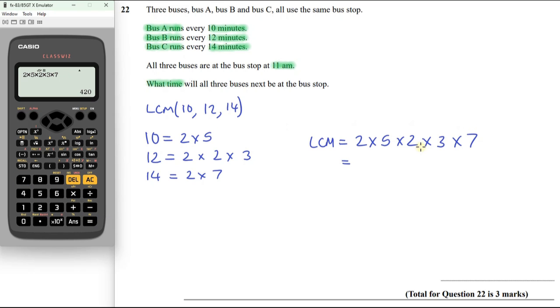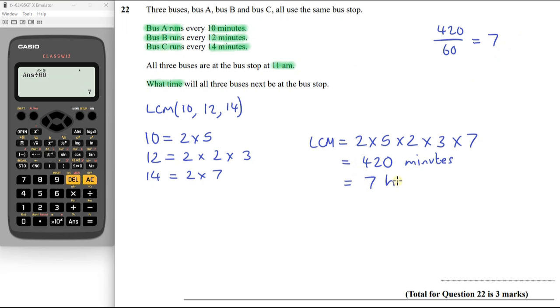And we get 420. So 420, that is in minutes, remember. Our units were in minutes. So we're starting at 11 a.m. and we're adding on 420 minutes. Now it's going to be a lot easier to work in hours. So 420, we know that there are 60 minutes in an hour. So if we divide by 60, that's nice because it gives us 7. So that is exactly 7 hours until they next meet.